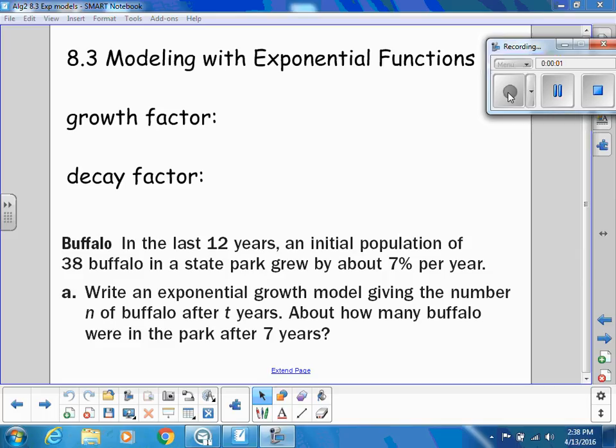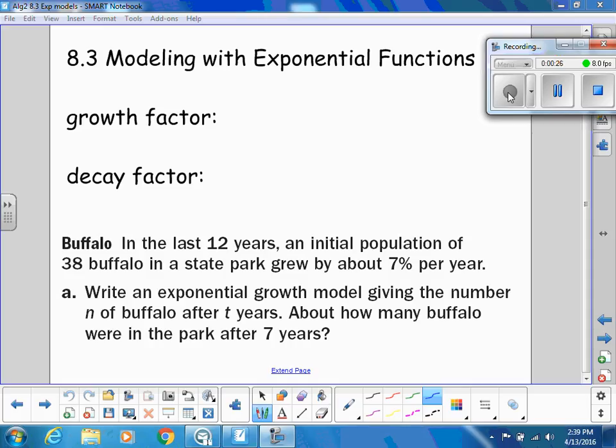All right, guys, in this video, we're going to talk about how to model with exponential functions. So those are like those word problems that we started doing last class. Each time we're looking at a word problem that has to deal with exponential growth or decay, we have what we call a growth factor or a decay factor. And you might recognize this from Algebra 1 again.